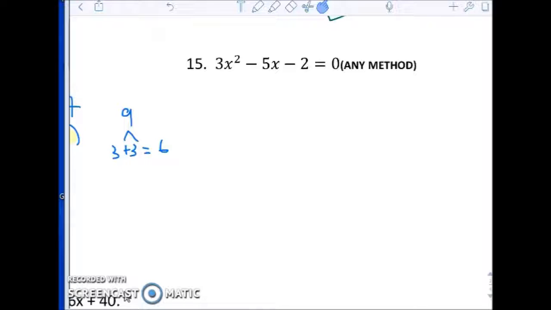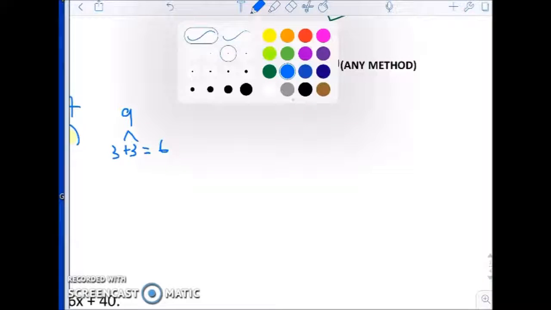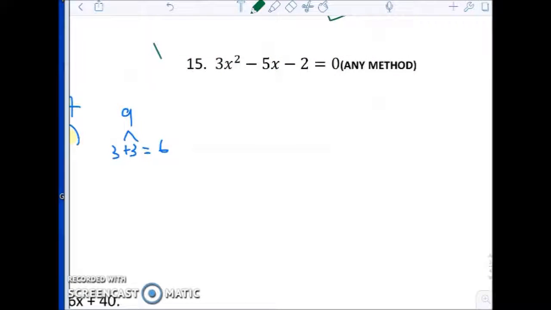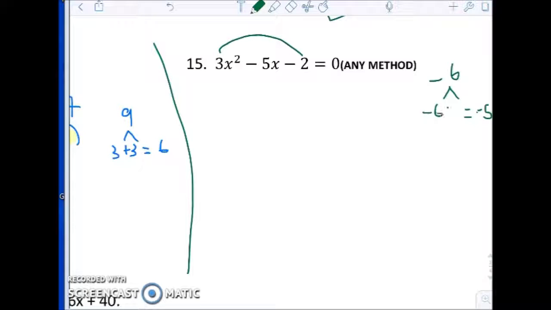Okay, let's look at 15. This is solved by any method. Factoring is the easiest method for me, so I'll look to factor if I can. So I'm going to find my master product, 3 times -2. Are there two numbers that multiply to be -6 but add to be -5? There are, -6 plus 1. So I'm going to go ahead and factor this.